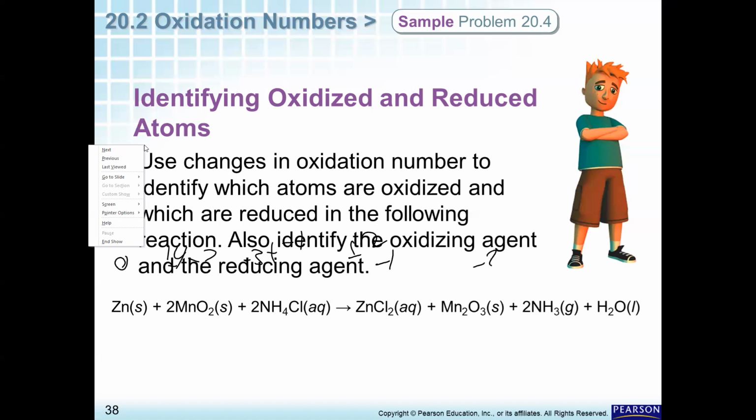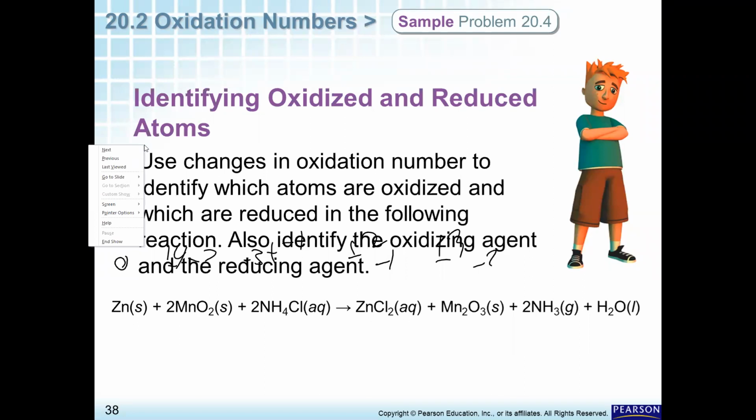Oxygen is -2 times 3, that is -6. That means we have 2 atoms, each one of them is going to be +3. Right? +3 times 2 is +6, and 3 times -2 is -6. -6 and +6 is 0. Right? Okay, so that is +3.